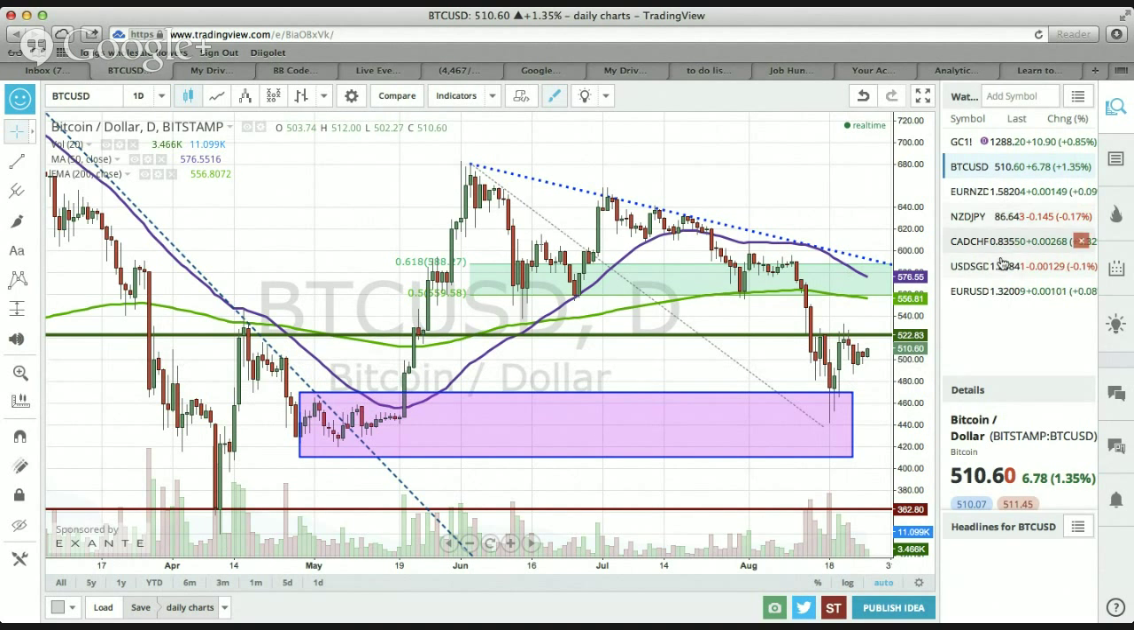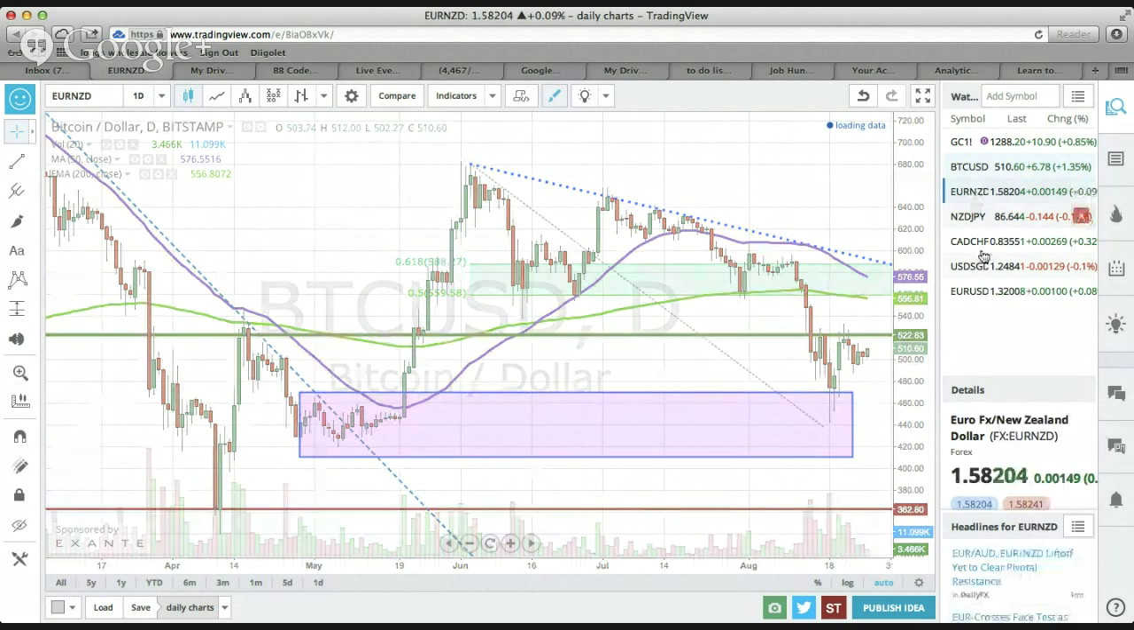Okay, so that's Bitcoin. Moving on to the forex pairs. I have two forex trades on, one of which has been de-risked. Let's start with that Euro-Kiwi.